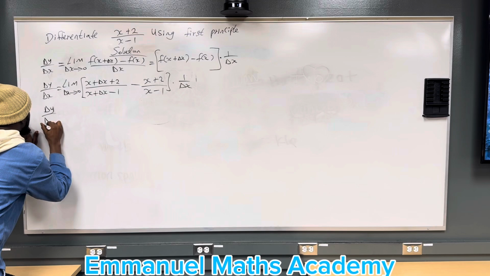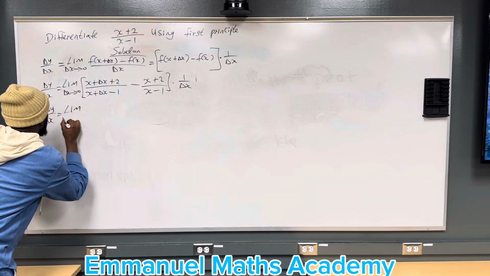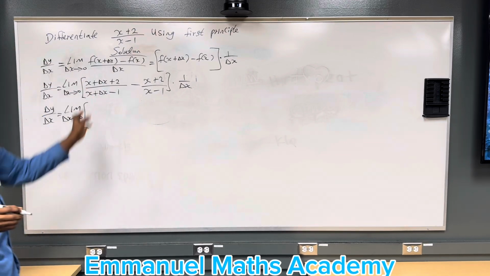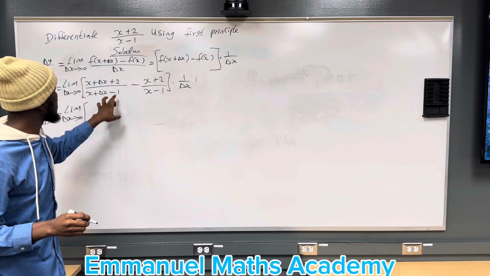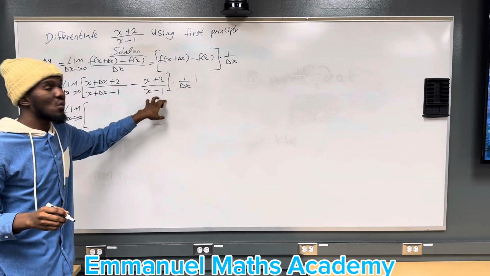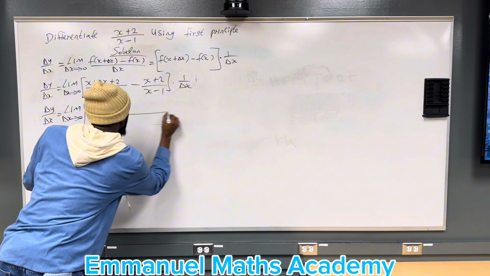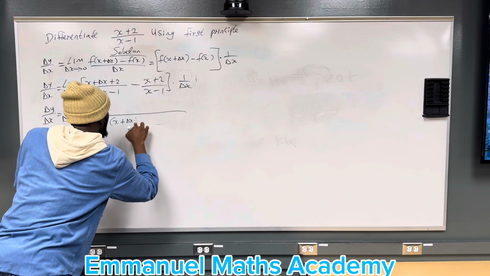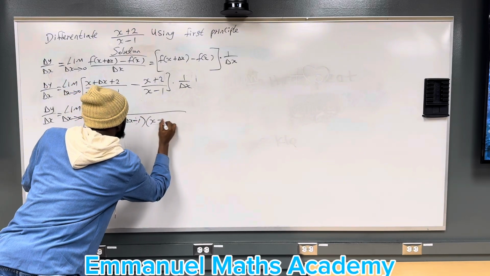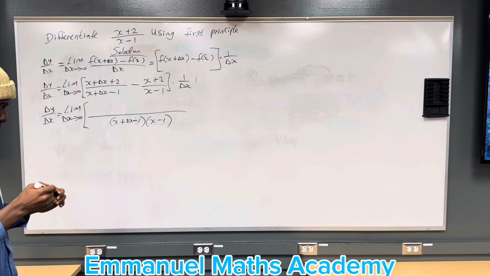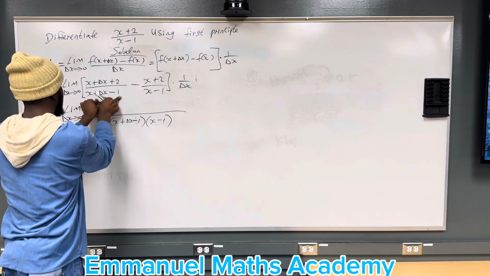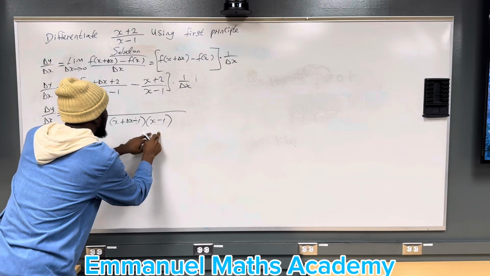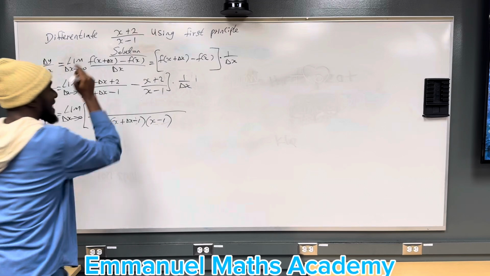So here we have delta y over delta x equal to the limit as delta x tends to 0. What do you do next? You find the LCM. The LCM of x + delta x − 1 and x − 1 is (x + delta x − 1)(x − 1). So this is the LCM. All this, divide this by this. If you divide this by this, it will cancel out, and you now have x − 1. You use x − 1 to multiply this.